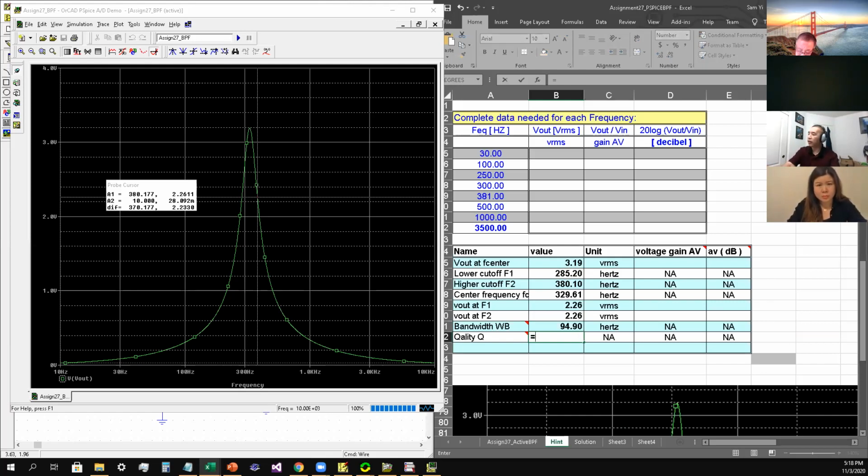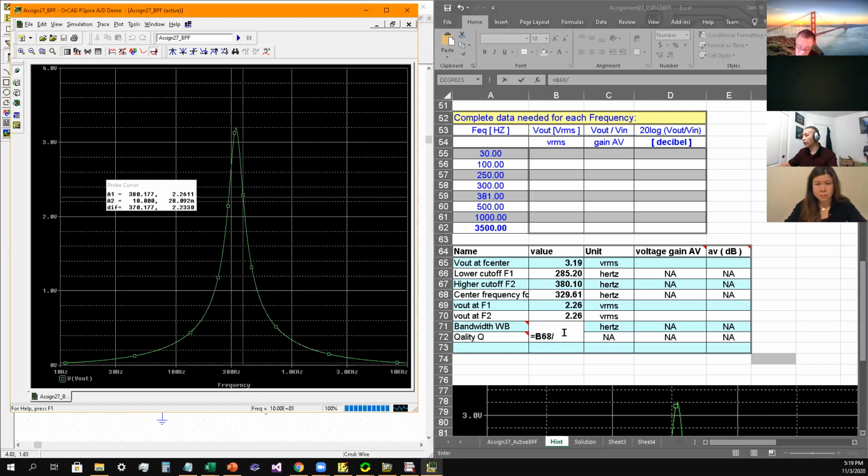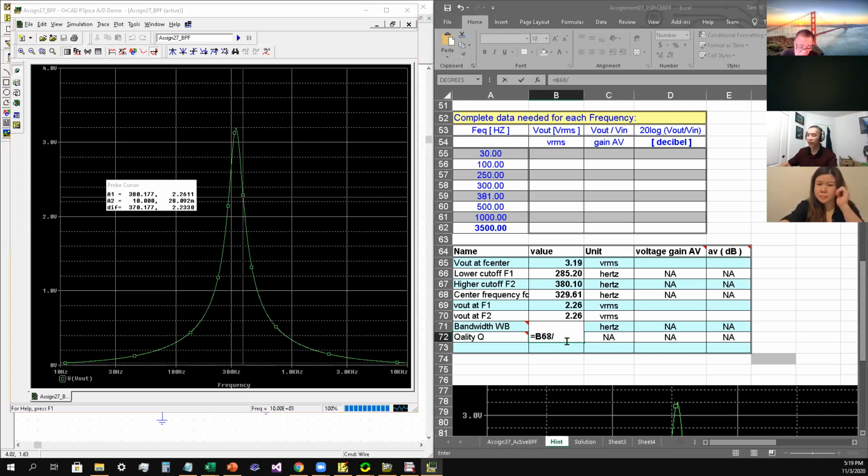And calculate the quality of your circuit. So you look at this one, it is F center divided by bandwidth. So that is equal to your center frequency, which is right here, in hertz, divided by your bandwidth, which is down here. If I'm looking at my Excel, it's going to be B71. Okay, so divided by B71. Press enter, and there it is. So that's giving you all that.